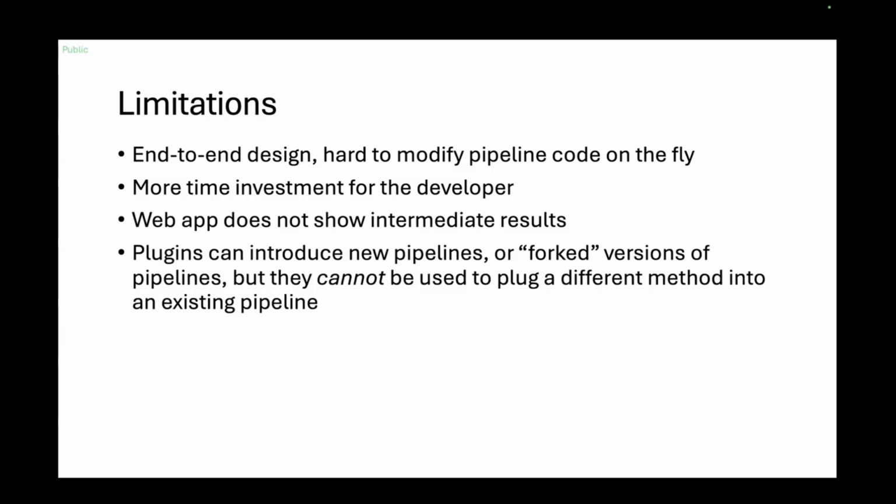For the plugins, one might think that you could create a plugin to just switch RF diffusion to RF diffusion 2 in our pipeline, but unfortunately, that's not so simple. The plugin is really to introduce new pipelines. So of course, you could fork our pipeline and modify it a bit, but you cannot really use it to modify existing pipelines.